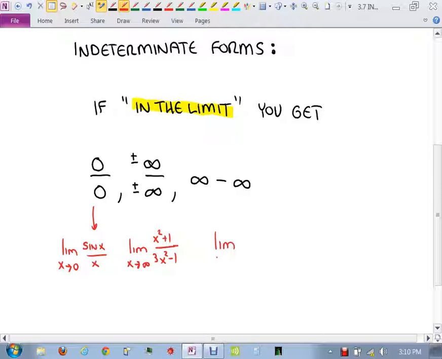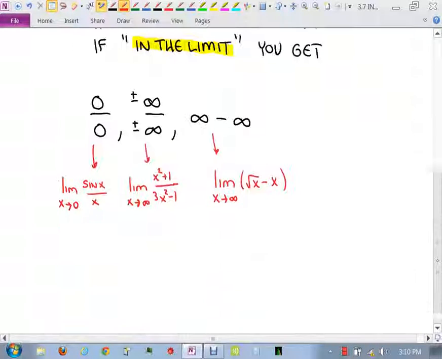And then something like this. Limit x goes to infinity of square root of x minus x. You had a quiz or test problem that was like that one. Again, infinity minus infinity. And the way we did that one was we factored out a square root of x and then made it multiplication. Okay, so that's just me reminding you of some of the things that we've seen. Now I'd like for you to consider some other forms that we have not looked at that are also indeterminate forms. So here are the new ones.